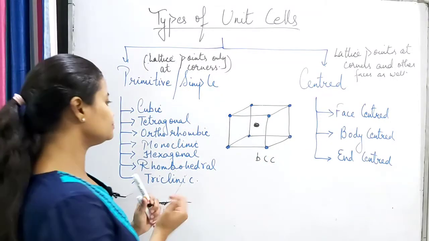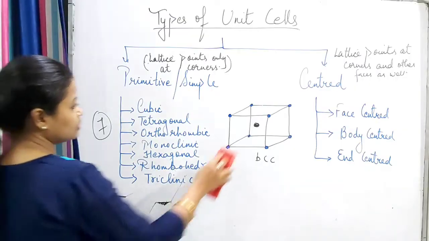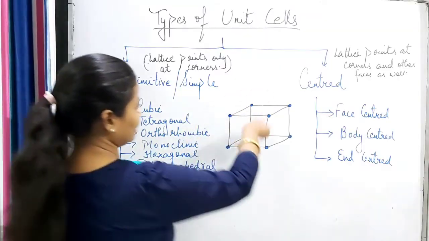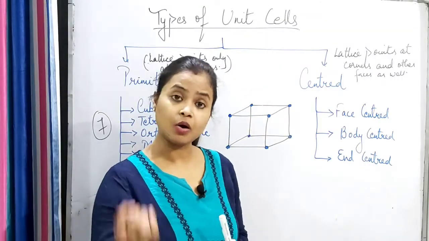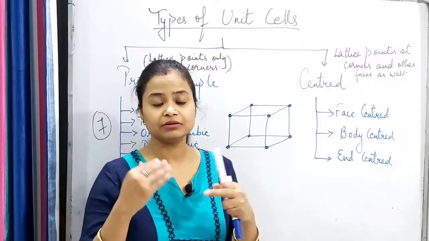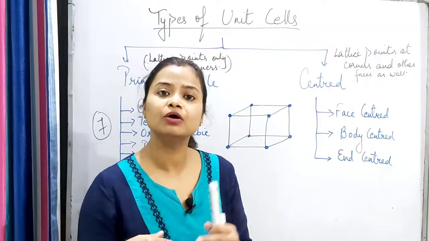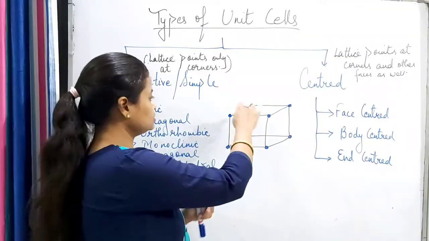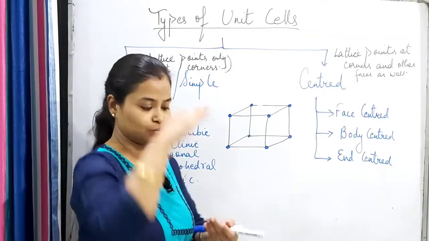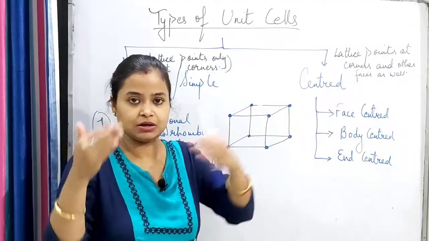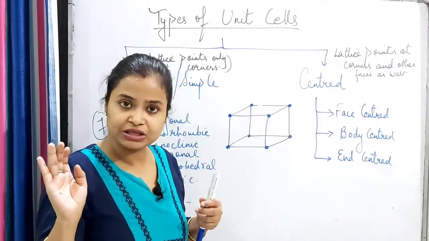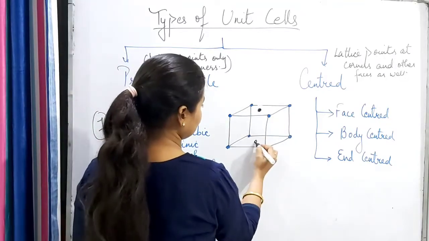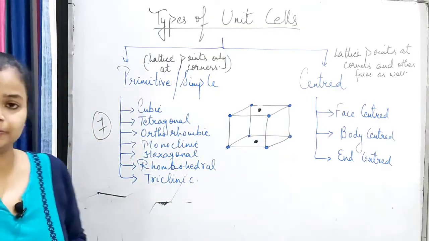Now let us move to the end centered cubic structure. In end centered cubic structure, at 8 corners lattice points are there, along with that at the center of one pair of faces. That means either it will be at this face, any one pair should be there, so either the top and bottom, or this side or that side. 3 pairs of faces are there. So in any one pair of faces, extra lattice points will be there.